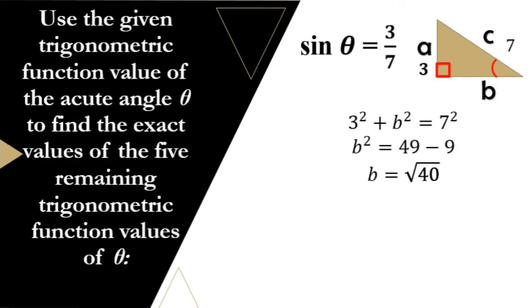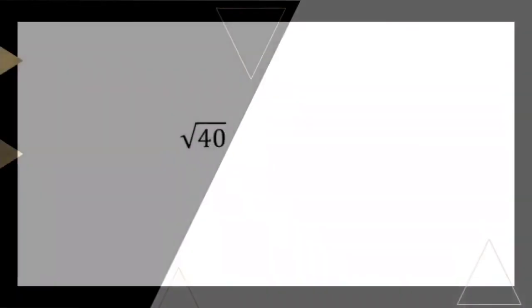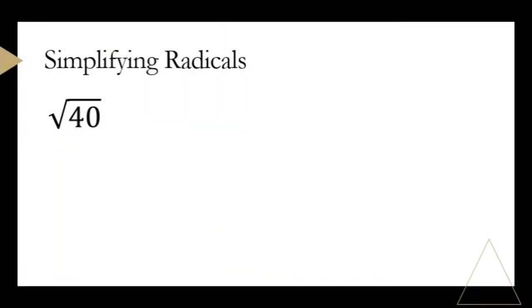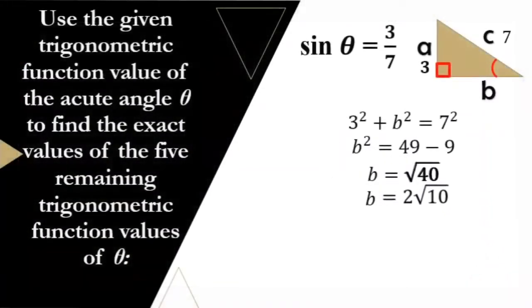Now let's take a little sidebar and see how we simplify the square root of 40. We basically try to break this down into a perfect square if we can find a perfect square factor. And then we just take the square root of that perfect square. Whatever's left over remains inside the square root. So b is 2 root 10, and we're going to use that to find the remaining 5 trigonometric values.